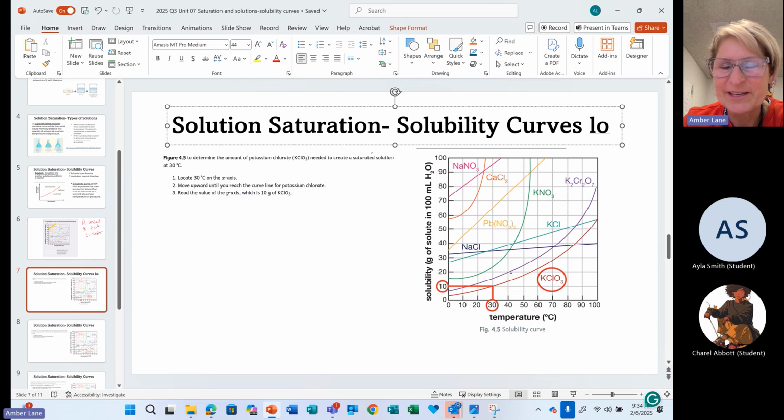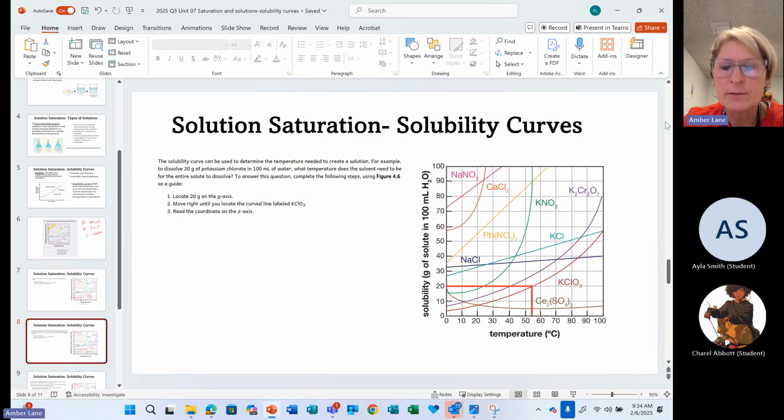I feel like my computer is possessed. I don't know what's going on. So that tells me that in order to get a saturated solution of potassium chlorate at 30 degrees, I have to add 10 grams of potassium chlorate. That one's pretty easy.